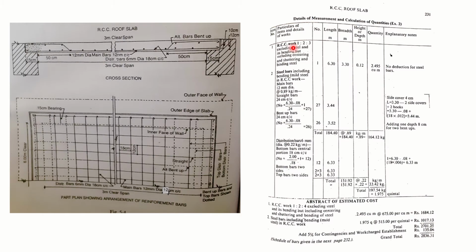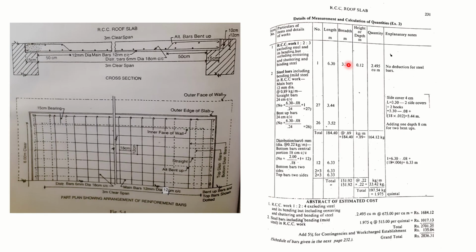Okay. So now let us calculate the quantities. First of all, the RCC work, that is very simple. The number will be 1. What is the length and breadth of the slab? The length of the slab is 6 meter plus 15 centimeter plus 15 centimeter, which becomes 6.3. Similarly, the breadth becomes 3.3, and we get the quantity of RCC.